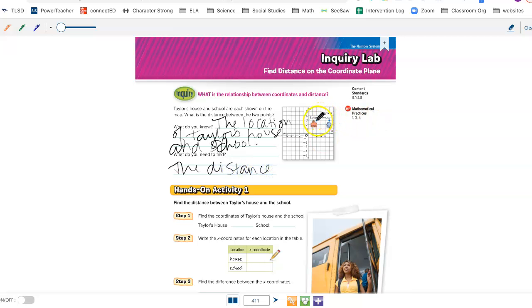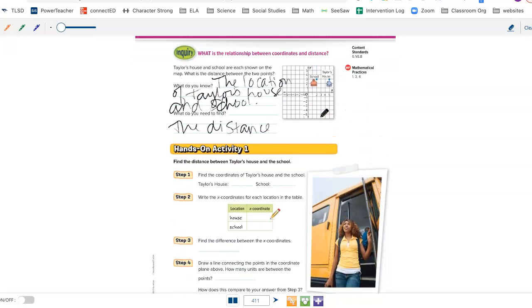Now, it's pretty easy to figure it out here, but once we get to things where we might have something in the third quadrant and you need to get up to the first quadrant, it's going to build upon this. So the first thing we need to do is find the coordinates of Taylor's house and the school. So Taylor's house is at 5, 3. And the school is at 2, 3.